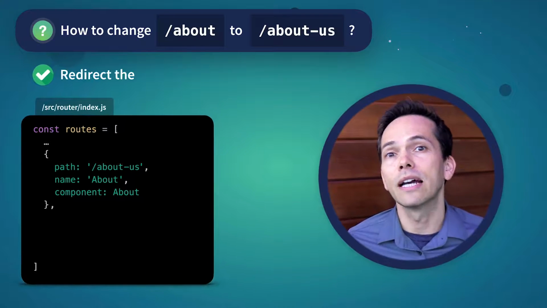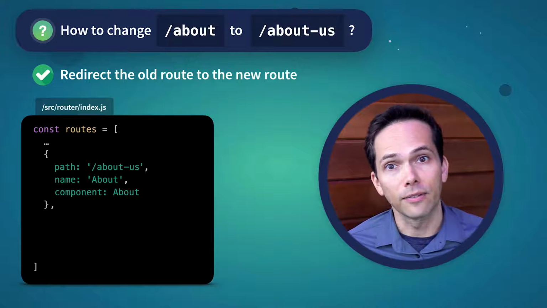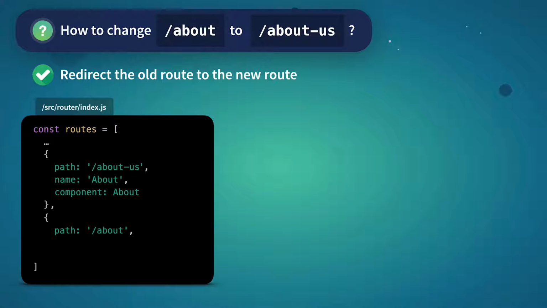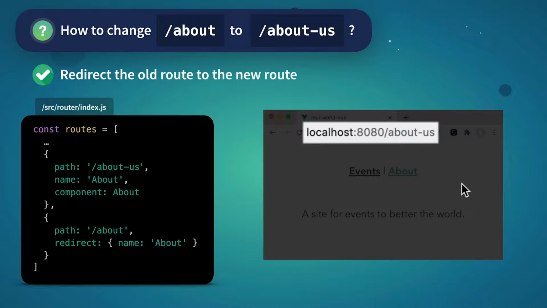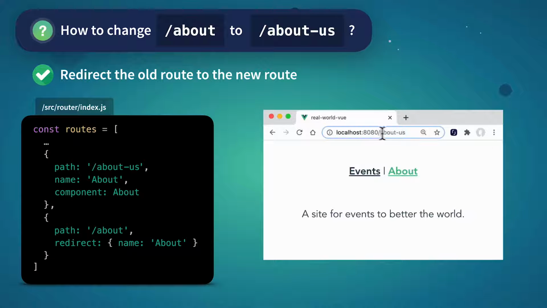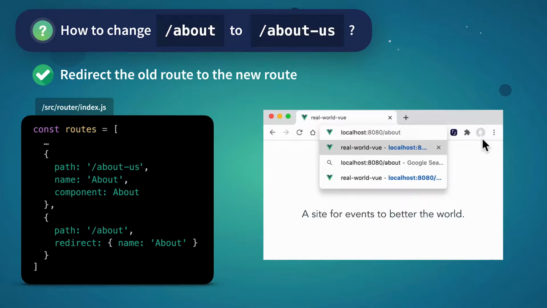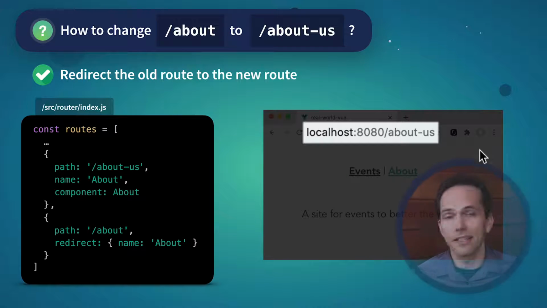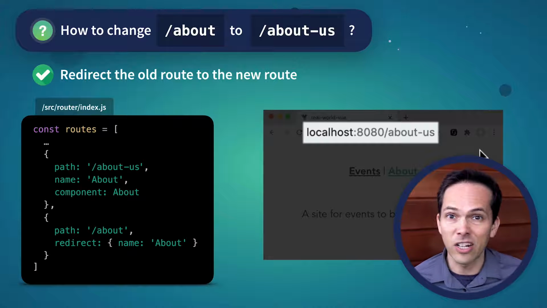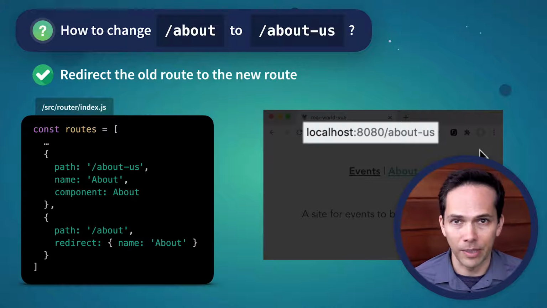Now, how would we redirect the old route to the new route? We'd write path about, that's the old route, redirect, and then we'd specify the route name we want to redirect to. So if we look in our browser, we can see about is now loading about-us as it should. And if we go to /about and hit enter, it will redirect to about-us. This is just in case there's other places on the internet that are linking to our old about page, so they get properly redirected.